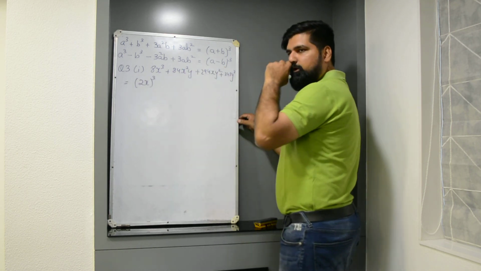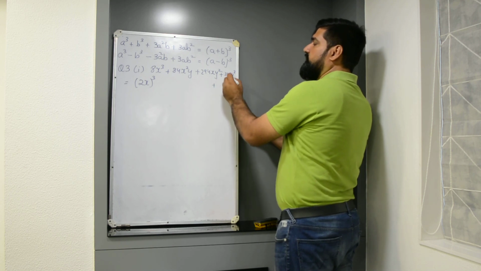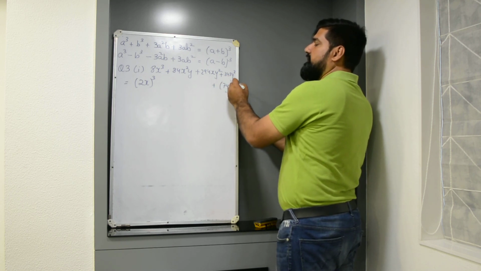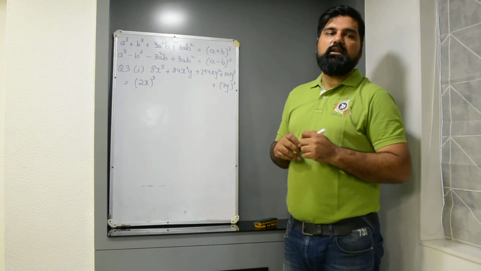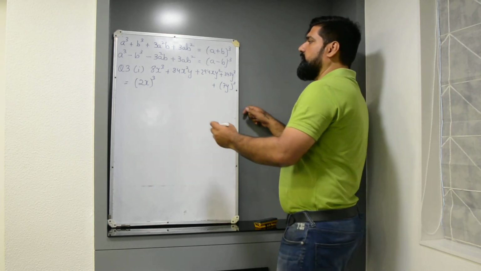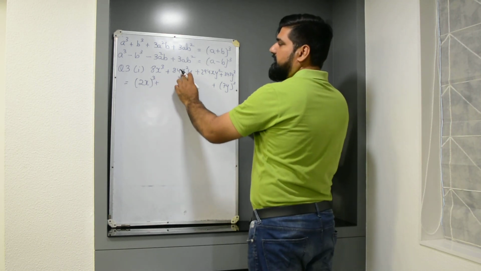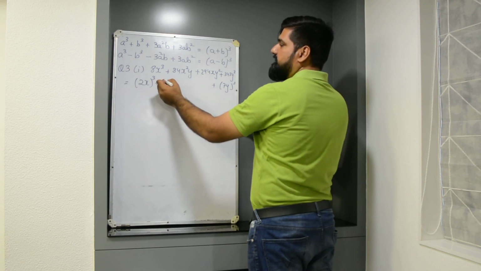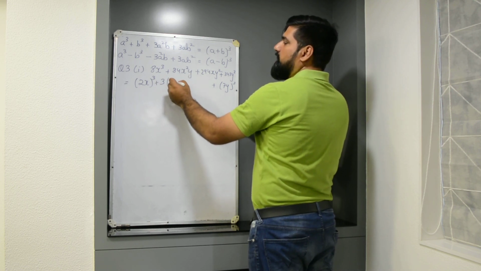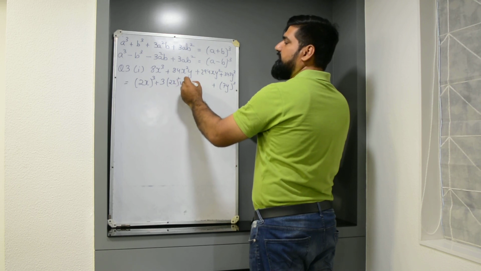It's a perfect cube of 2. The last term is also a perfect cube of 7y. Yes or no? 343 is a cube of 7y. So this middle term, because it is x square, can I write it like this? 3 into 2x whole square into 7y.